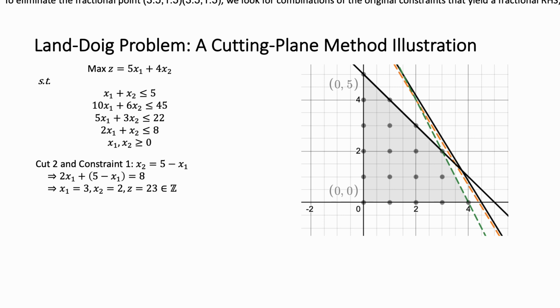Okay, now what does this mean? This means that when we added the second cut, we were able to find the optimum solution, which was x sub 1 equals 3 and x sub 2 equals 2. So all in all, adding two more constraints helped us restrict the solution space to remove the unnecessary fractional feasible solutions, and they also led us to finding the optimum integral solution. So that is what the cutting plane method is.